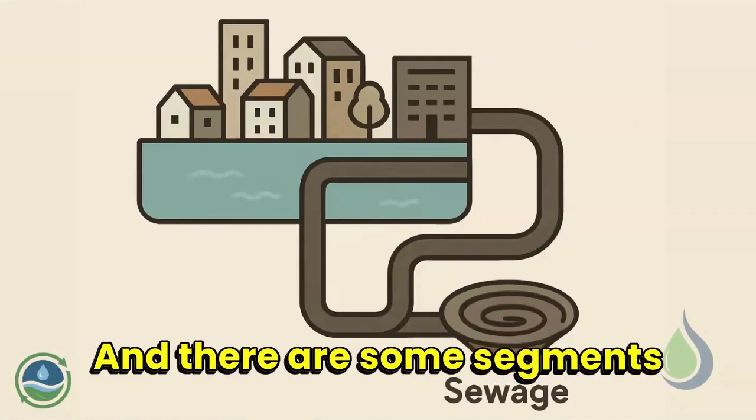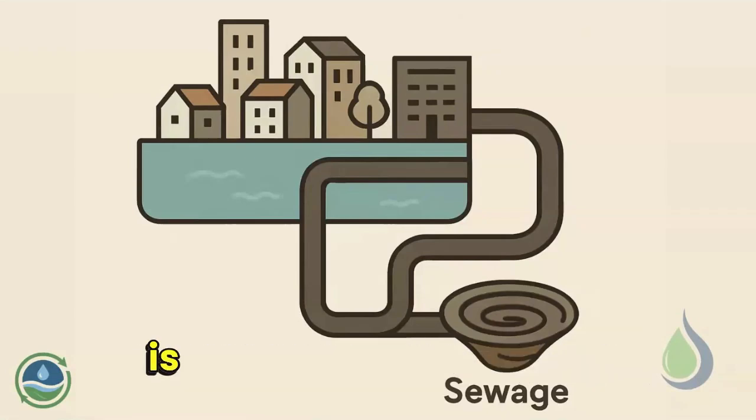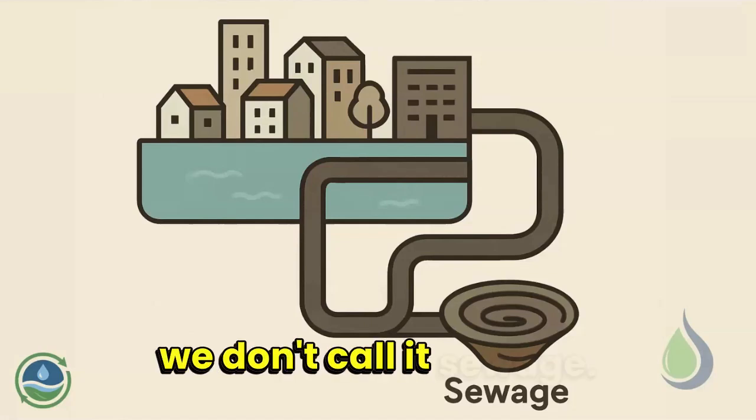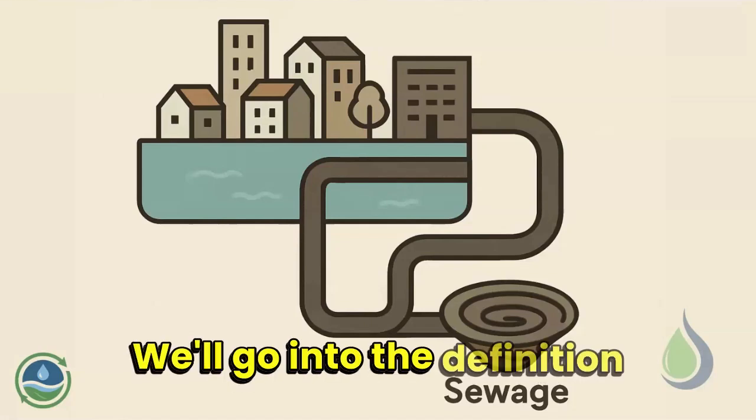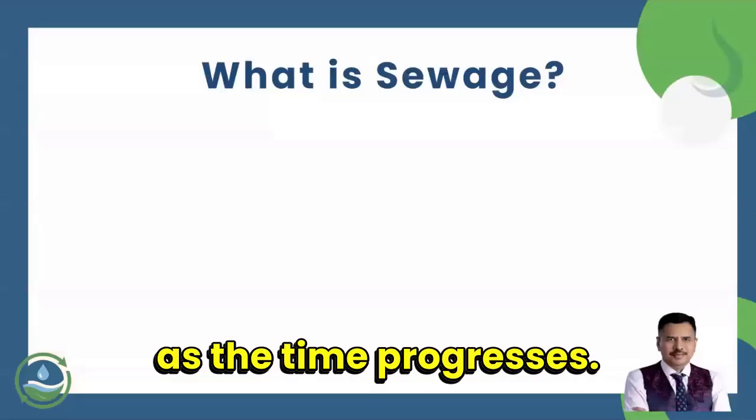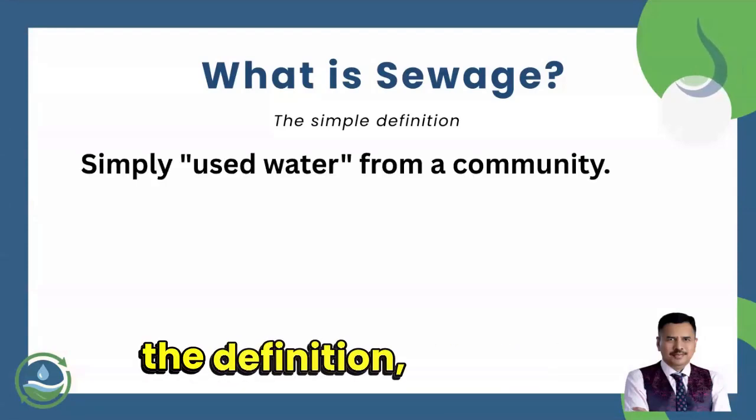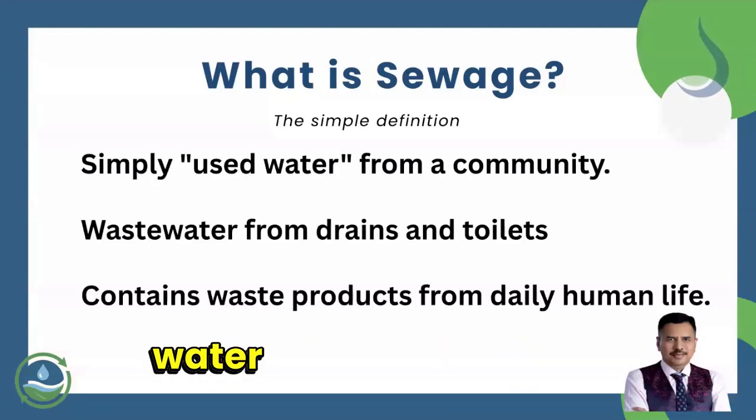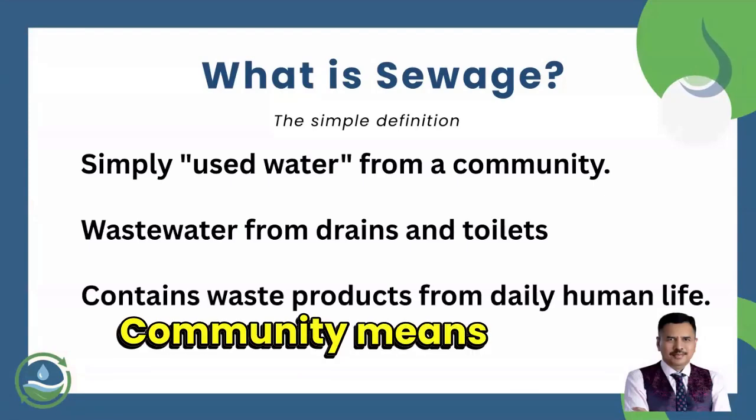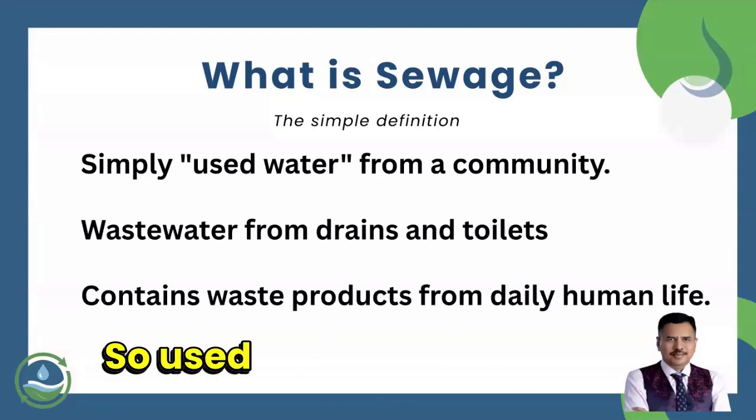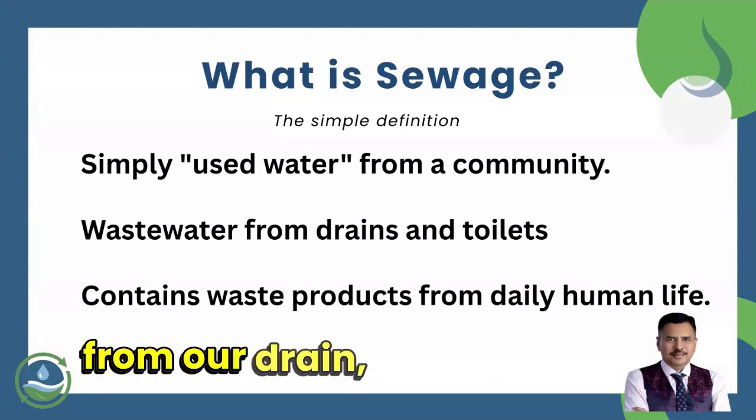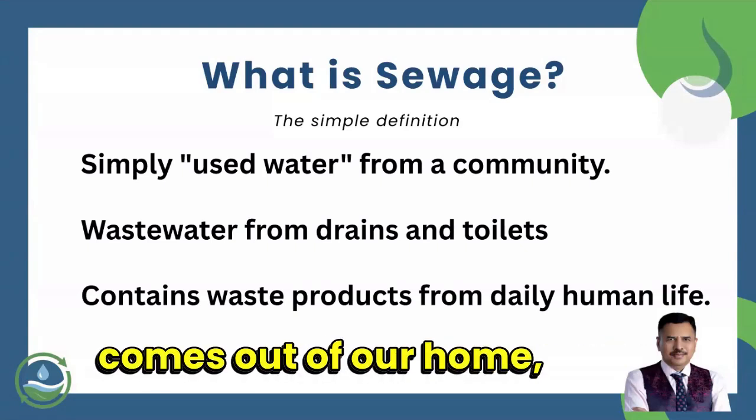And there are some segments where even if the activity is human, like hospitals, like hotels, like restaurants, then we don't call it sewage. We'll go into the definition as the time progresses. Okay, so what exactly is sewage? If you just look at the definition, it's used water from community. Community means people, right? So used water that is coming from our drain, what comes out of our home.